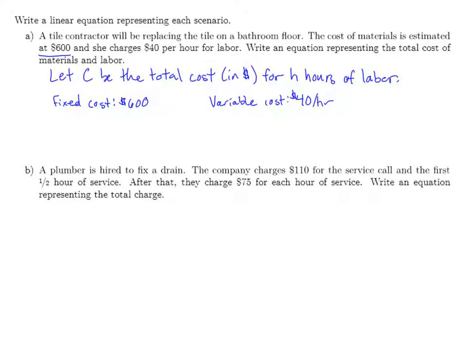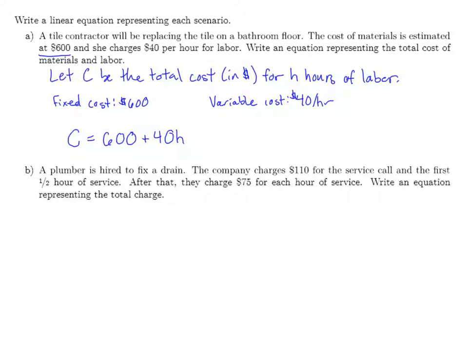So in writing that equation, C will be a sum of those two things. It will be the fixed $600 cost, and then since each hour costs $40, that total cost for labor will be 40 times H. So the total cost overall we'll write as C equals 600 plus 40H.